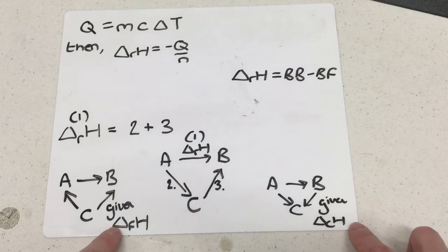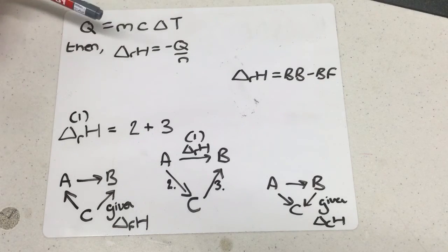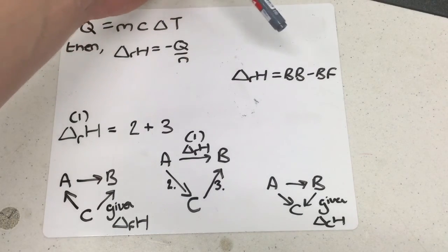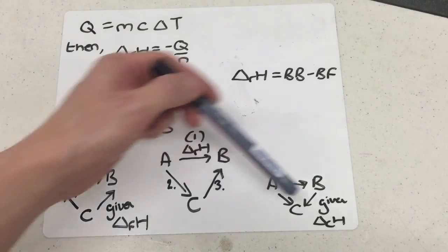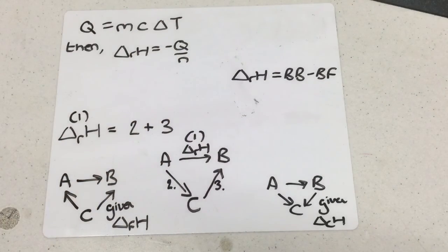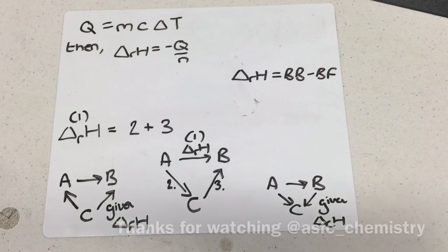Again, this is all dependent on the data you're given. So whether you're given experimental information, mean bond enthalpies, enthalpies of formation, or enthalpies of combustion, hopefully you now know which calculation you should be doing.